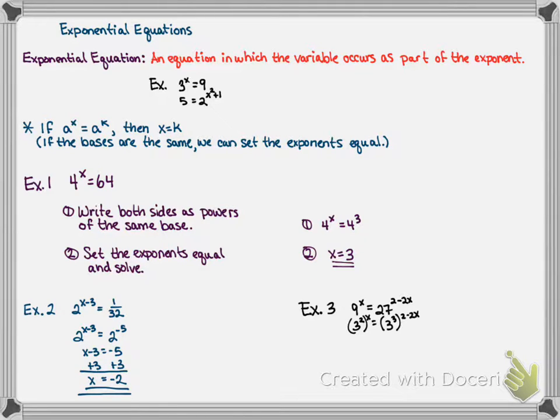Now remember, power to a power, we will multiply our exponents. So 3 to the 2x equals 3 to the 6 minus 6x power. We distributed the 3 to both the 2 and the minus 2x. Now the bases are the same, set the exponents equal. 2x equals 6 minus 6x, or 8x equals 6. X equals 6/8, which reduces to 3/4. So for our third equation, x equals 3/4.